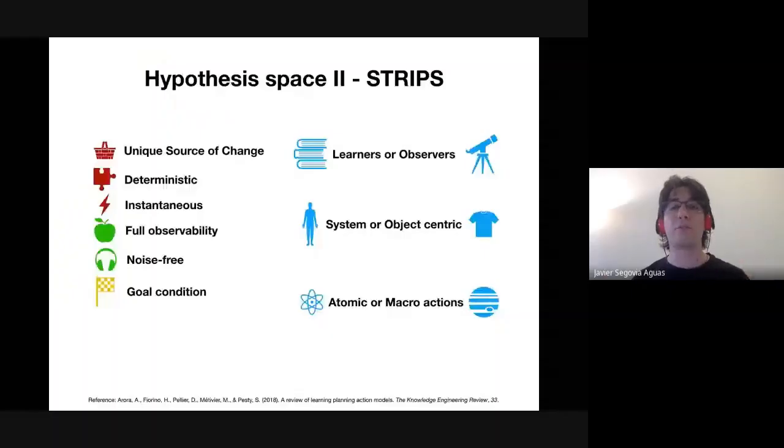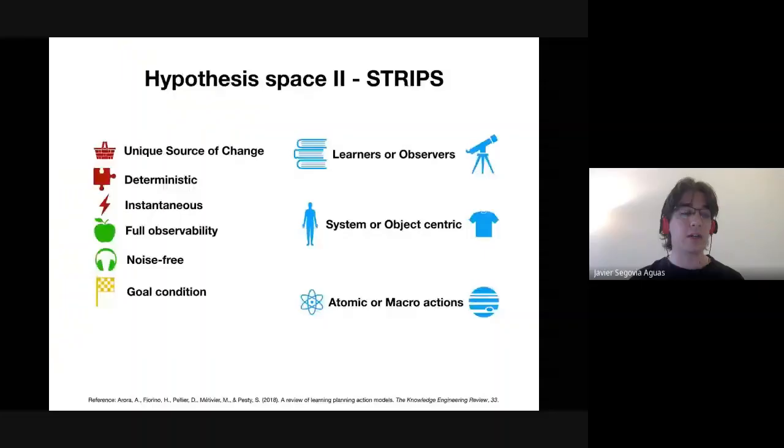In learners, you interact with the world while you learn. In observers, you observe an agent, how it interacts with this world. We can also be system or object-centric, which means that we maybe want to learn the dynamics of the world by the actions that we can apply, or maybe we want to reason about the possible objects, how objects evolve through their possible states. A glass that is empty, a glass that is half, a glass that is full of water. So maybe we can reason about different states of the objects.